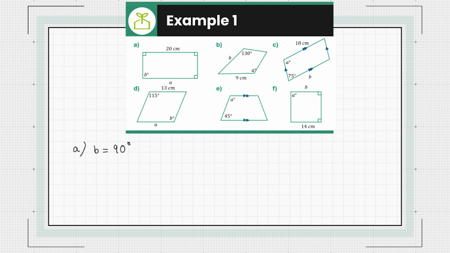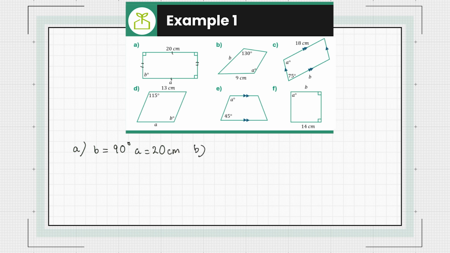Alright. Now if we look at A, we know that with a rectangle we have these equal pairs of sides. So if you have two sides, they're going to be opposite each other and they're going to be equal in length. So A is also going to be equal to 20 centimeters.